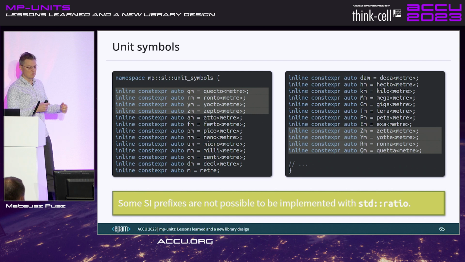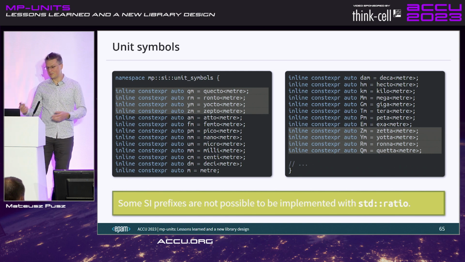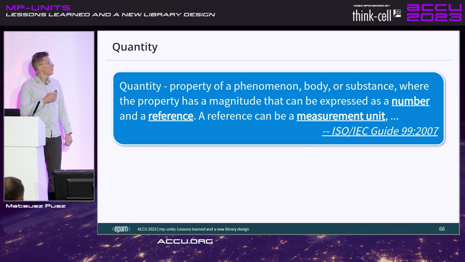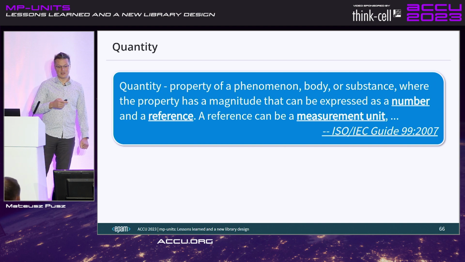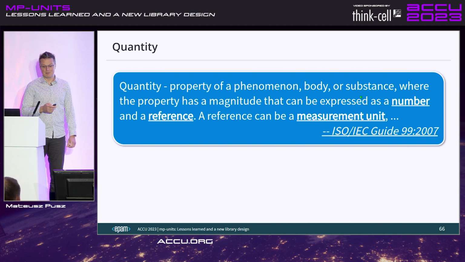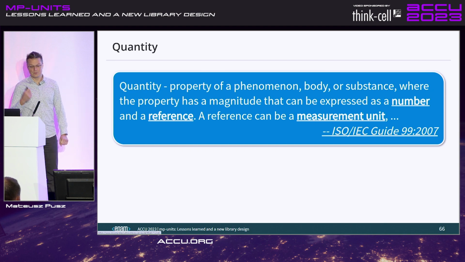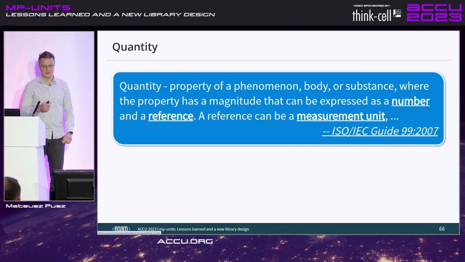And finally, because we spoke about the dimensions, quantity specs, we spoke about units, but we didn't tell what a quantity is, right? Quantity, by the ISO standard, again, is a property of a phenomenon, body or substance, where the property has a magnitude that can be expressed as a number and a reference. A reference can be a measurement unit. This is exactly what the ISO standard says, right? So quantity is just a number and a reference.